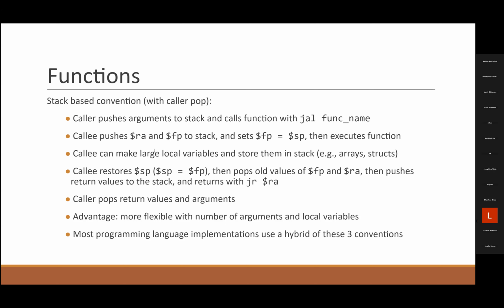And in this convention, the callee or the function can make large local variables and store them into the stack. And then it can refer to the local variables by the offsets that they have with FP, since FP stays constant. And then the callee will restore SP by assigning it to FP.